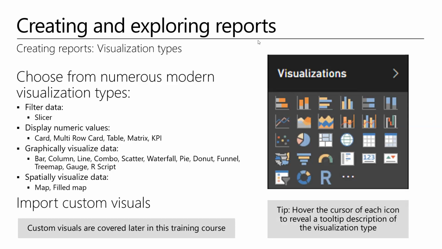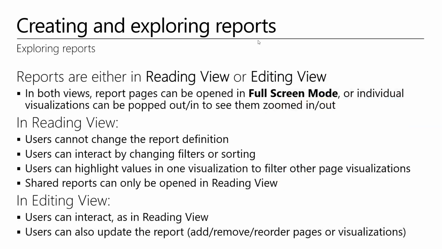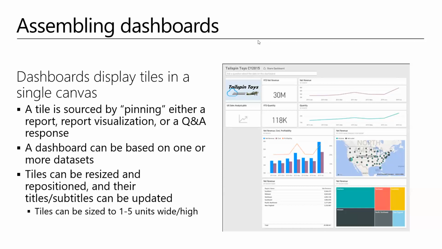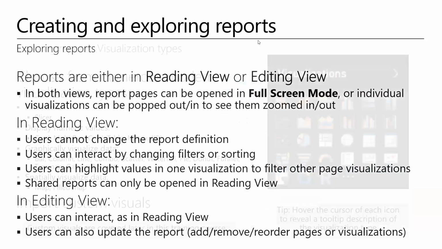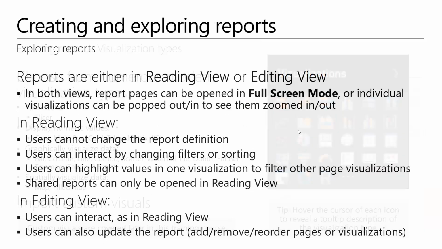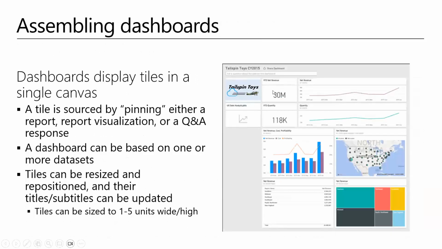When you are importing, it's not that you only have these kinds of charts. There is flexibility to import custom charts as well in Power BI. We'll look into whether we can do that. So I told you about dashboards. What is a dashboard? Dashboards display tiles in a single canvas. See the second line: a dashboard can be based on one or more datasets, meaning one or more reports. So from one or more reports, I'm getting one tile or another. These things that we are seeing here are basically called tiles: tile 1, tile 2, tile 3, tile 4. From different reports, I import one tile each.